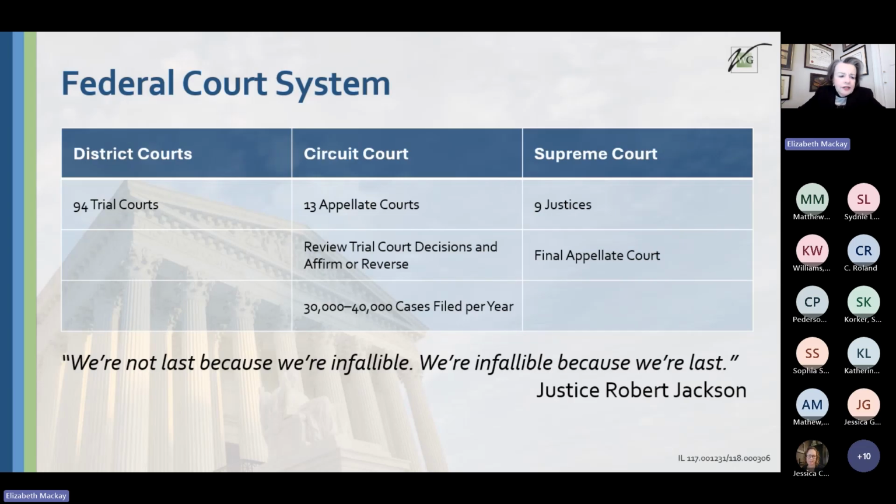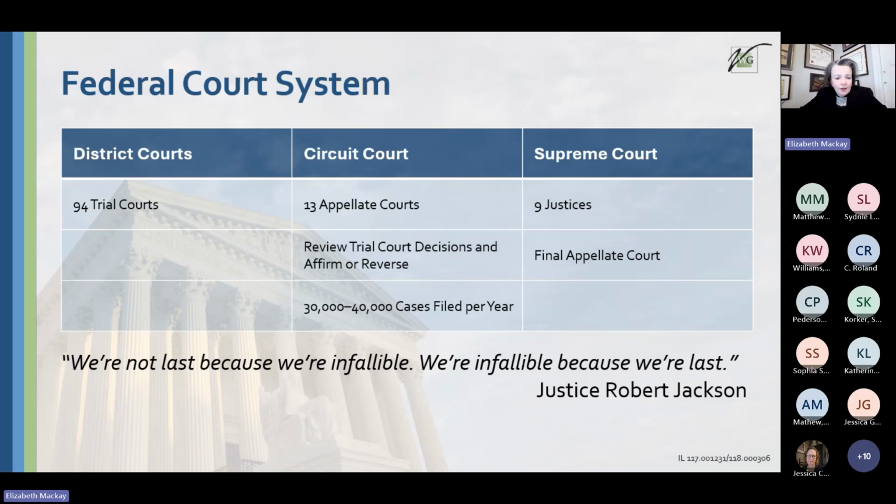So the district courts in the federal system are the trial courts, and there are 94 of those throughout the country. You can appeal a legal issue from your trial to the circuit court. And there are 13 Circuit Courts of Appeals throughout the country. To a great extent, these are the final interpreters of the law. They review your trial decision and affirm or reverse it. But as you can see here, 30,000 to 40,000 cases are filed per year for appeal in the circuit courts.